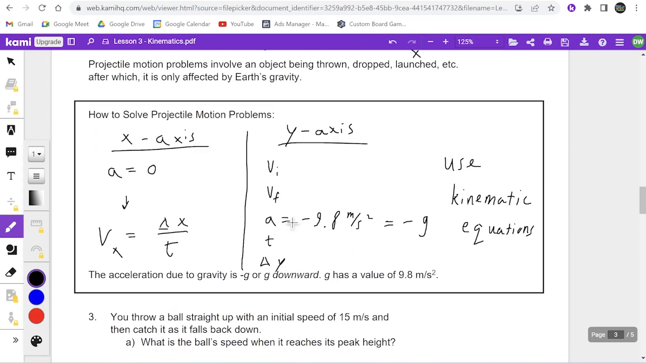Okay, go ahead. Could you explain the, what is it, the negative g again? I'm kind of confused. What does it mean? It means negative 9, as far as you're concerned, it means negative 9.8. Now, why do they say negative g, right?